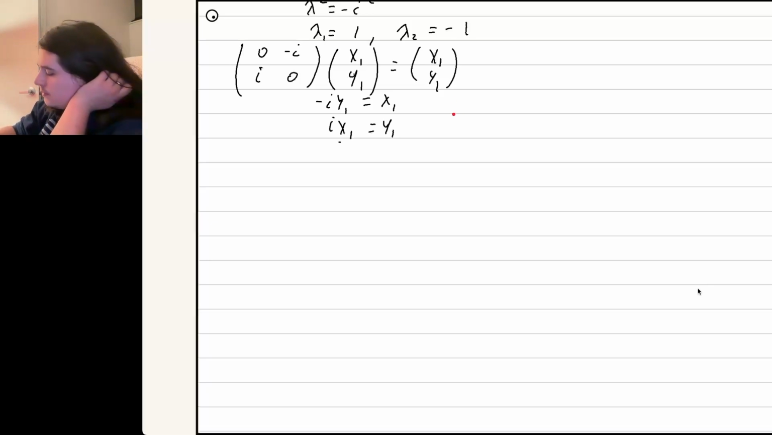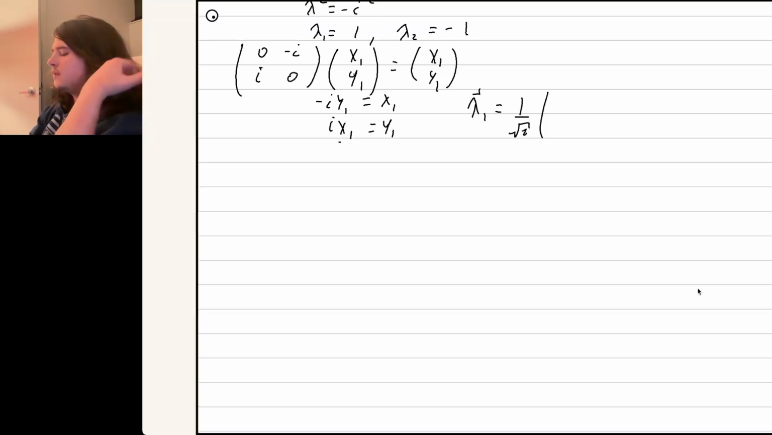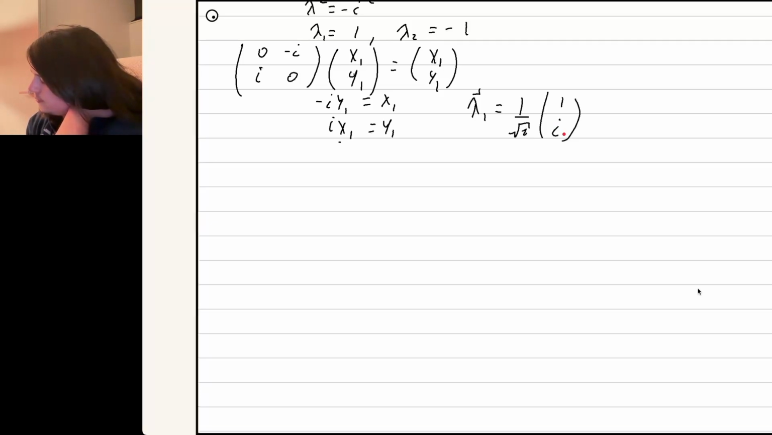We're going to have the first eigenvector be 1 over root 2 to normalize it. We'll set x1 equal to 1, which means y1 will have to be positive i.